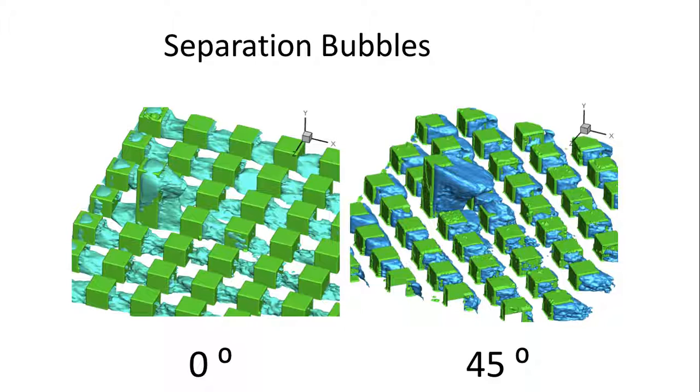This is the separation bubbles for the 0 and the 45 degree case. In the 0 degree case, we can see that the separation bubbles are relatively short compared to the short buildings. It comes around to the mid-height of the short buildings. In the 45 degree case, however, the separation bubble spans the entire height of the individual short buildings. So the volume of the separation bubble is a lot higher in the 45 degree case, even considering that the buildings have a higher cross-sectional area in relation to the bulk flow.